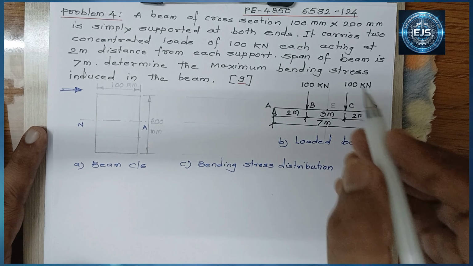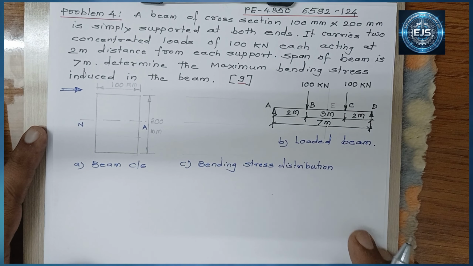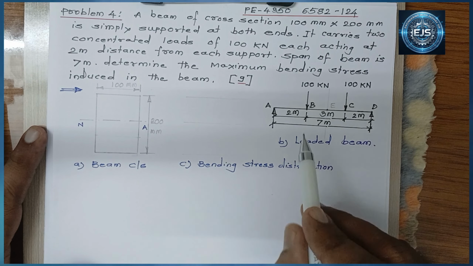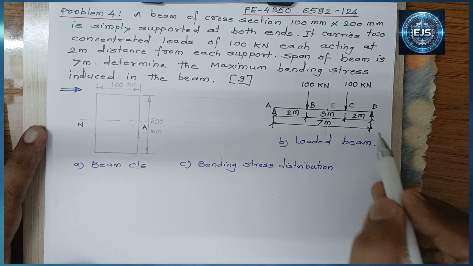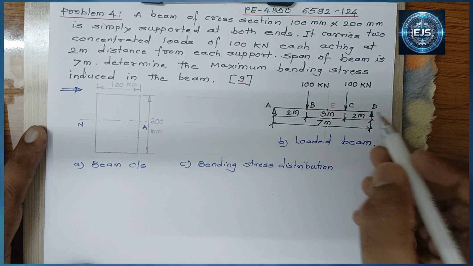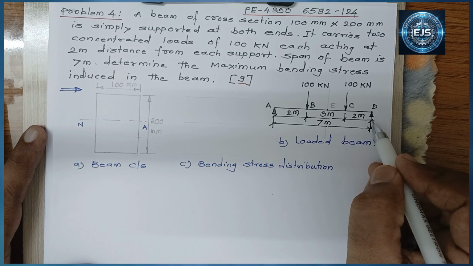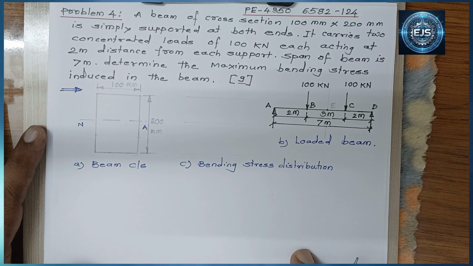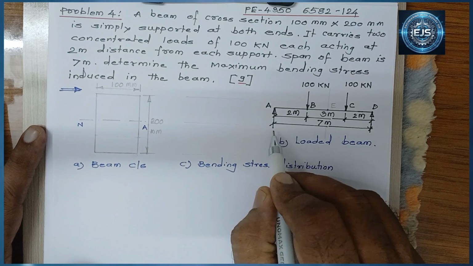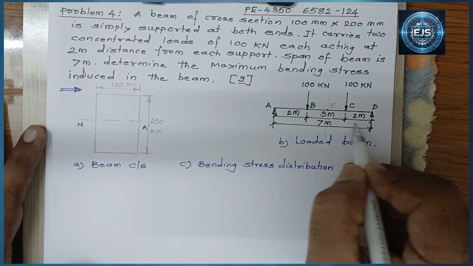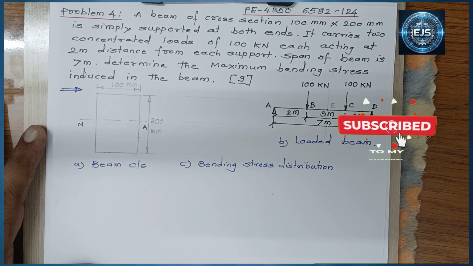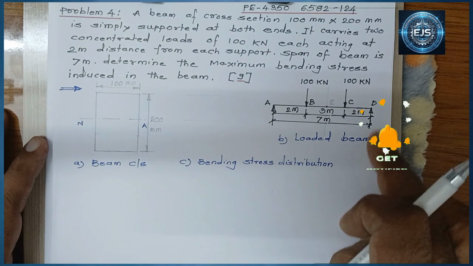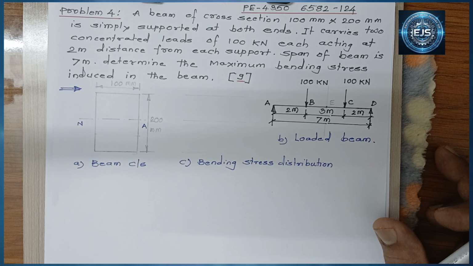Now the loaded beam is given. The beam is a simply supported beam, and the beam is A, B, C, D. A and D ends are supported ends. The span of the beam is 7 meter and a point load of 100 kN each is acting at a distance of 2 meter from each support, that is support A and support D. So total span is 7 meter. Out of that, 4 meter on both sides. So this span BC is of 3 meter. So this loaded beam diagram is given for finding out the bending moment acting on the beam.